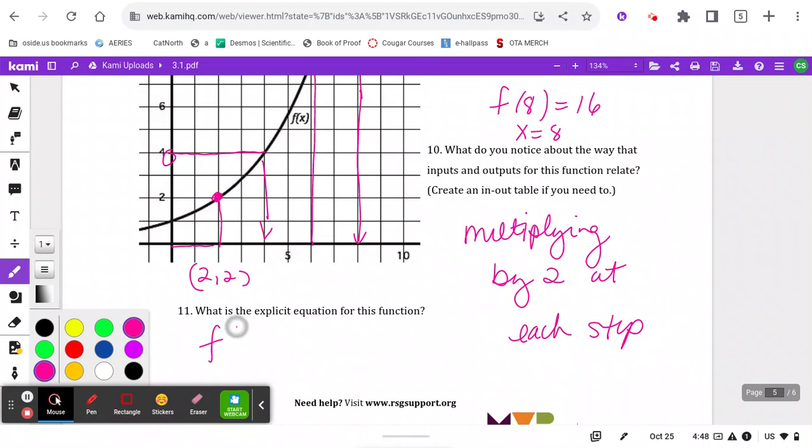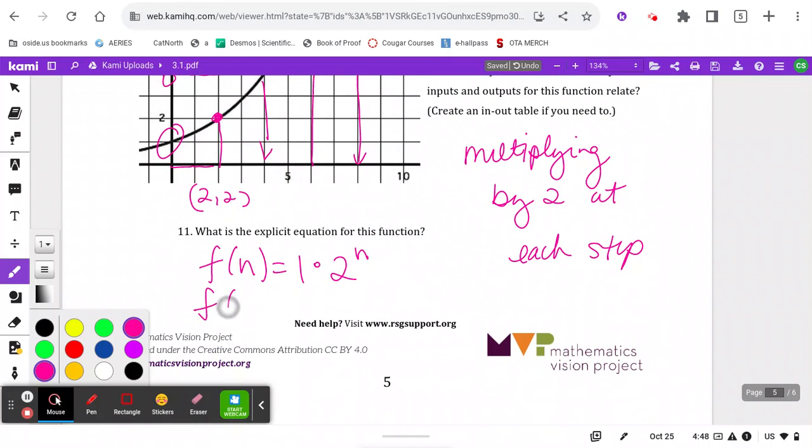Let's write an explicit for this function. The function begins right here at 1, multiplying by 2 to the power of n. You also could have written this function using any other input-output pair, like 2, 2: 2 times 2 to the power of n minus 2. So that would be using this coordinate pair right here. All right.